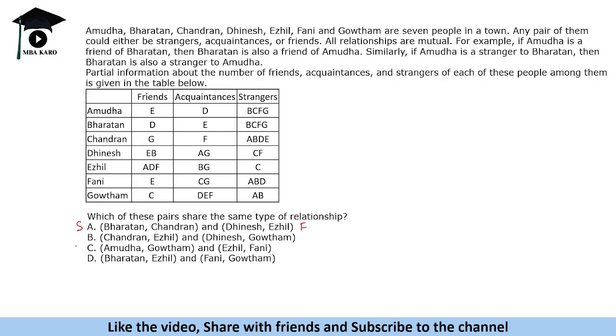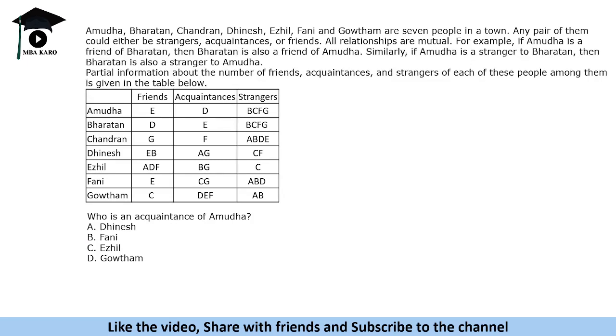Chandran Azil are strangers, and Dinesh Gautam, Dinesh and Gautam are acquaintances. Amudha Gautam are strangers. Azil Fani are friends. So this should be the answer. See, in an examination, if you are able to reject three options, you should not check the fourth one. But let's see, Bharatan and Azil. Bharatan Azil is acquaintance, and Fani Gautam, so Fani and Gautam also are acquaintances. So that is the correct one.